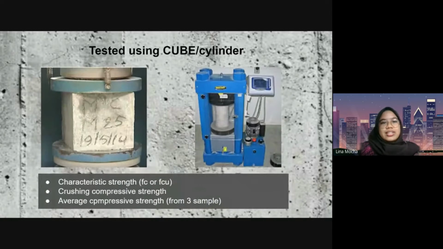So there are three types of tests that we are going to do for the concrete strength, where the sample is either a cube or a cylinder. The tests that we will conduct to know the concrete strength are characteristic strength, crushing compressive strength, and average compressive strength, which use three samples.